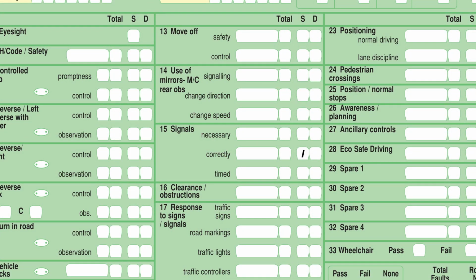Okay, so welcome back. You filled out your sheet, I've done mine, let's go through it. Same format. So let's think about the fault. So again, we're sticking in signals, and this would fall under signals correctly. And because of the little red car coming towards the roundabout from our left, and we've got a left signal on, I would mark this as serious because of the risk.